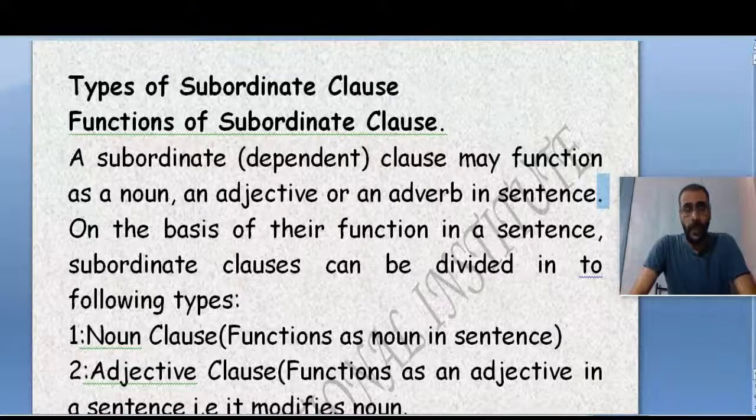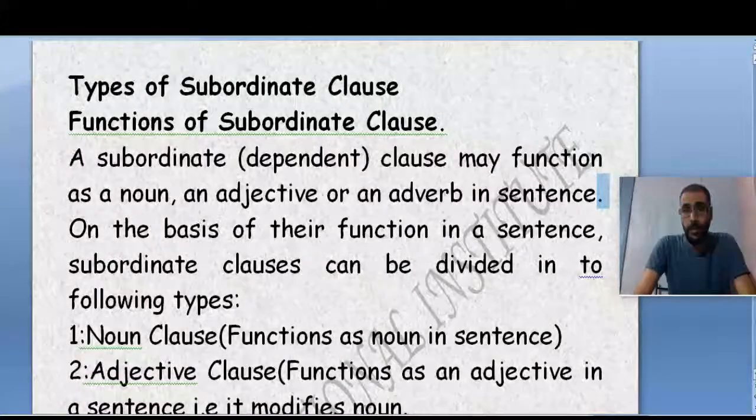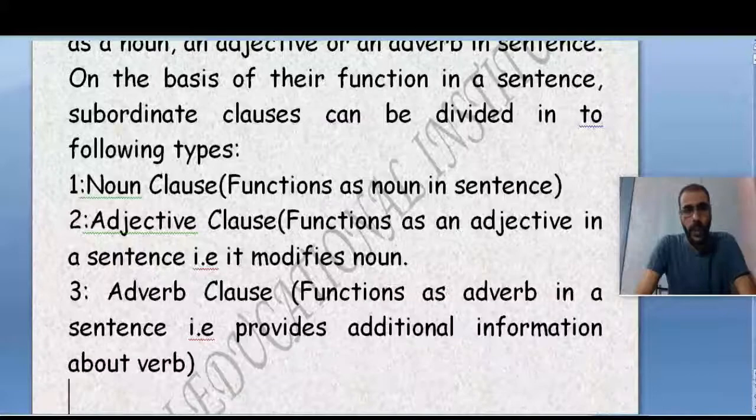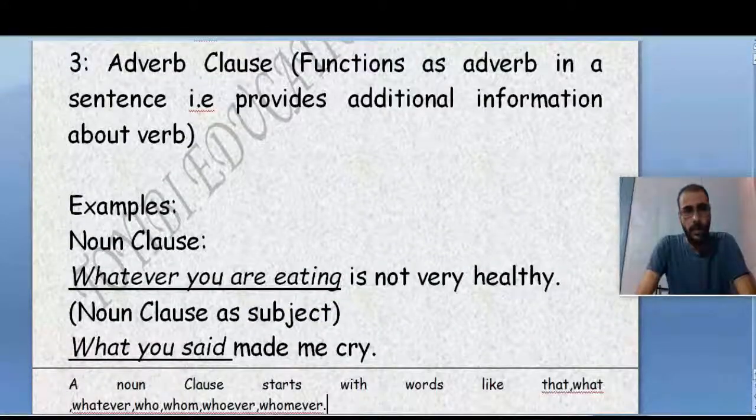So इन तीन चीज़ों को समझने के लिए we have to understand that noun is a naming word, adjective modifies a noun or shows a quality of a noun, and adverb provides additional information about the verb. This is exactly the kind of function they have in a clause. We will look at the examples of noun clause.